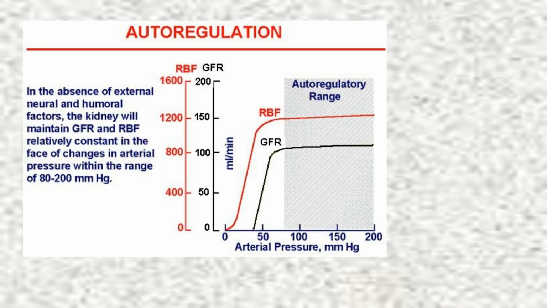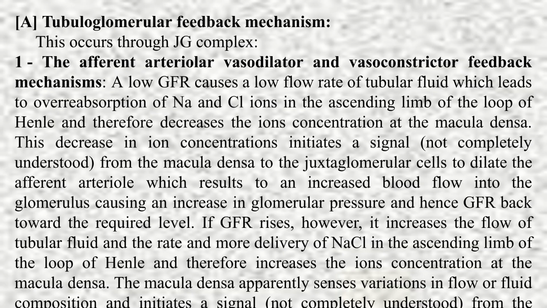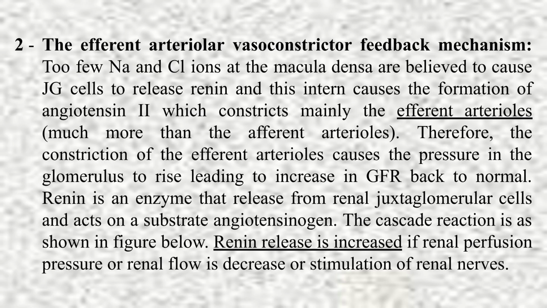Atrial natriuretic peptide, in contrast, inhibits sodium and water reabsorption, increasing urinary output. Parathyroid hormone increases calcium and magnesium reabsorption in the loop of Henle and distal tubule, while inhibiting phosphate reabsorption in the proximal tubule. Renal function tests help diagnose and monitor kidney diseases.